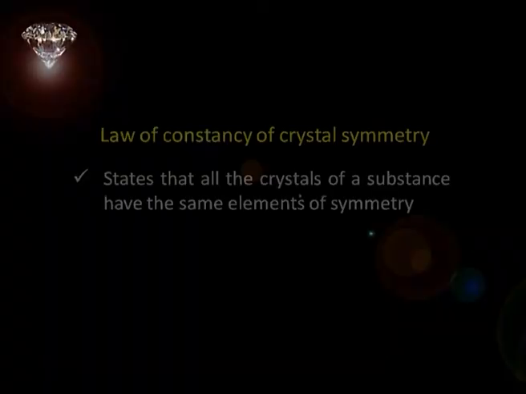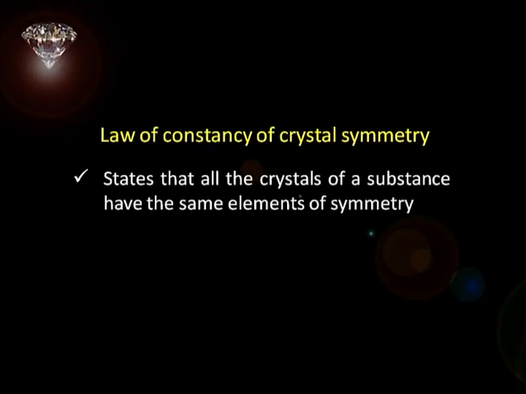In addition to these two laws, there is one more law, called the law of constancy of crystal symmetry. It states that all the crystals of a given substance have the same elements of symmetry. This aspect we will take up later when we talk about molecular symmetry and crystal symmetry. At that stage we will touch upon this, because it's difficult to appreciate at this stage without knowing anything about symmetry.